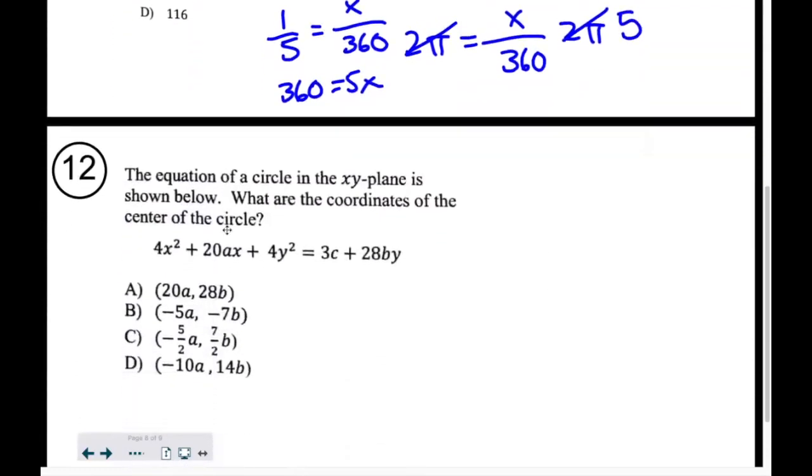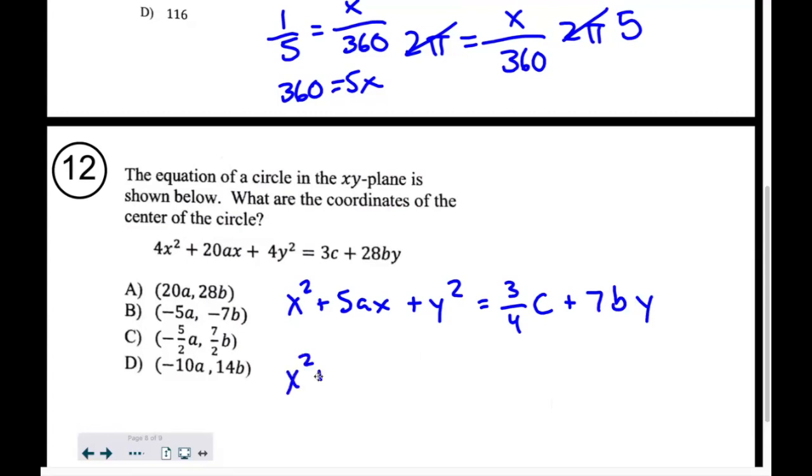All right, on to our last problem. So we're back to the equation of a circle, and we want to know the coordinates of the center of the circle. So what we're going to do is try to rearrange this a little bit. The first thing I'm going to do is divide everything by 4. So I'm going to get x squared plus 5ax plus y squared equals 3/4 c plus 7by.